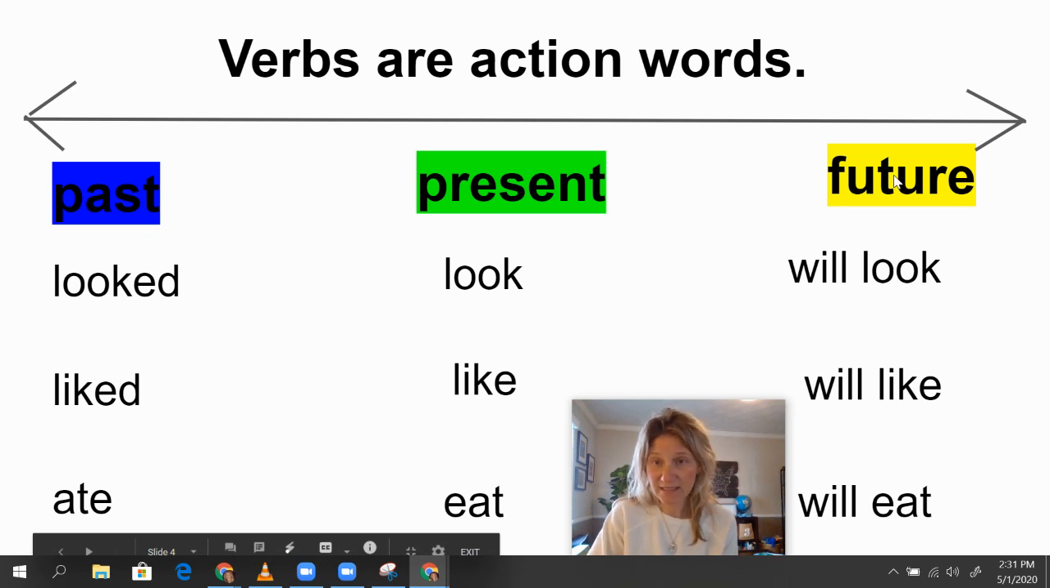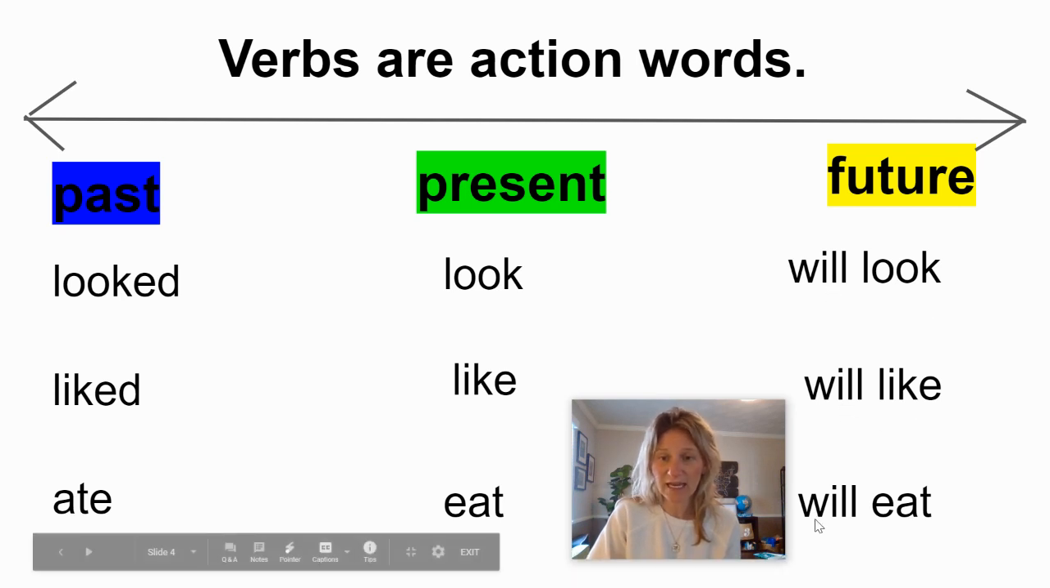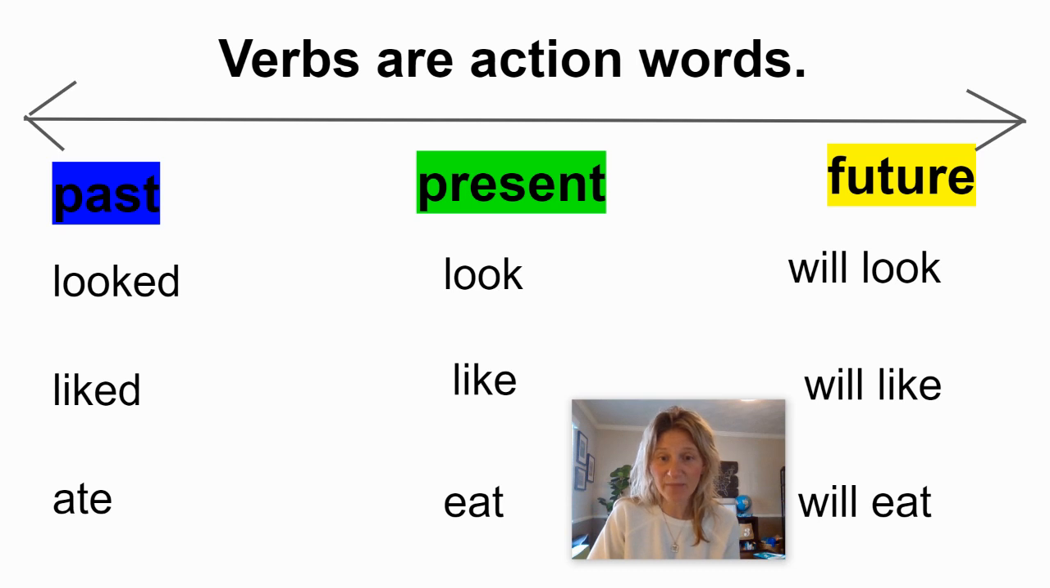The future tense is a verb that means it's going to happen. It has not happened yet. So we use the helping verb will: will look, will like, and will eat to show that it's going to happen in the future. It has not happened yet. Okay, we're going to spend today and Wednesday looking at making sentences, making the verb and the subject match, and making sure that you can find the subject and the verb in a sentence.